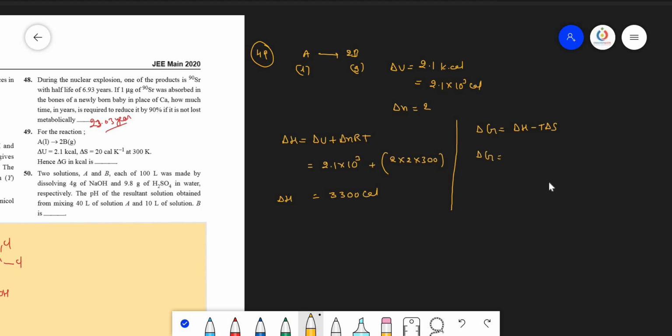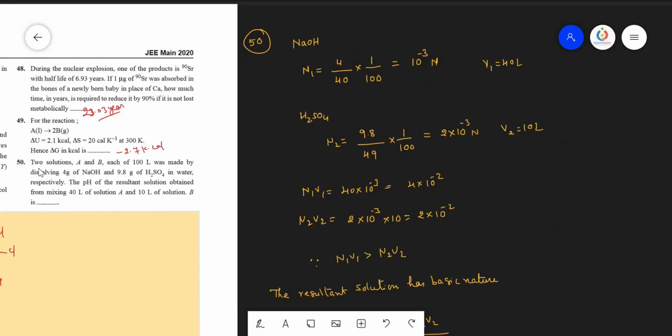So delta G equals delta H, which we already got, 3300 calories, minus temperature 300 into the delta S value, which is directly given in calories, that is 20. So delta G equals 3300 minus 6000, which becomes minus 2700 calories. That means it is minus 2.7 kilocalories, because they asked in kilocalories. So the answer here is minus 2.7 kilocalories.